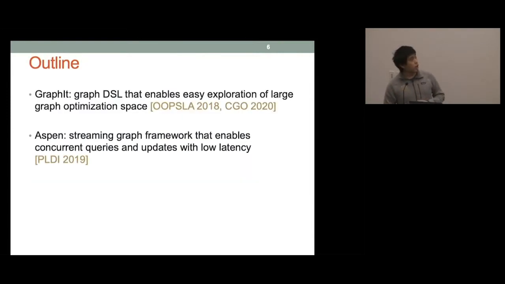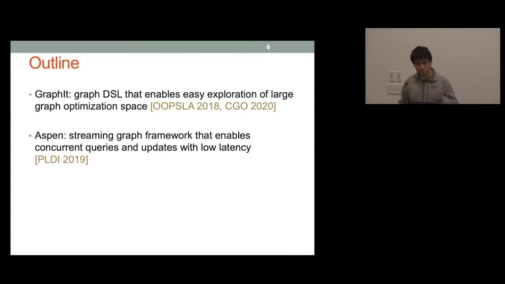So here's an outline of what I'm going to be talking about. I'm going to talk about 2 specific projects. The first is GraphIt, which is a graph domain-specific language that makes it easy for programmers to explore this large graph optimization space so that they can achieve high performance. And in the second part of the talk, I'm going to talk about Aspen, which is a streaming graph processing framework that allows us to do queries on the graph while it's being updated at the same time. And this is pretty useful because many real-world graphs are changing very rapidly.